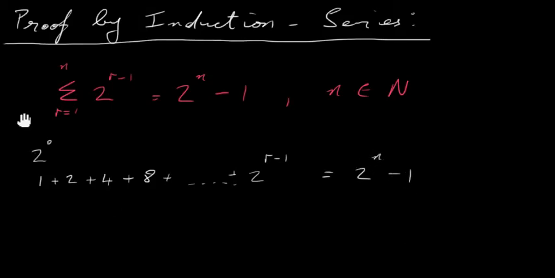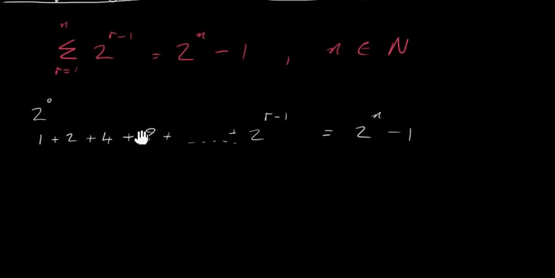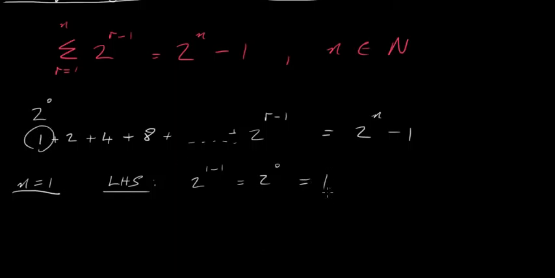Okay, so the first thing you do when you're proving by induction is to take the lowest natural number here. In this case it's 1. And just let n equal to 1. So if n is equal to 1, what happens? Well, on the left hand side we'll end up with 2 to the power of 1 minus 1, which is 2 to the power of 0, which is 1. We've already done that here. So on the left hand side we get 1 when n is 1.